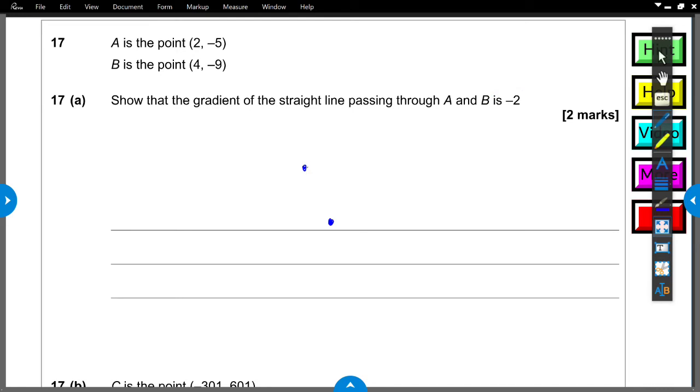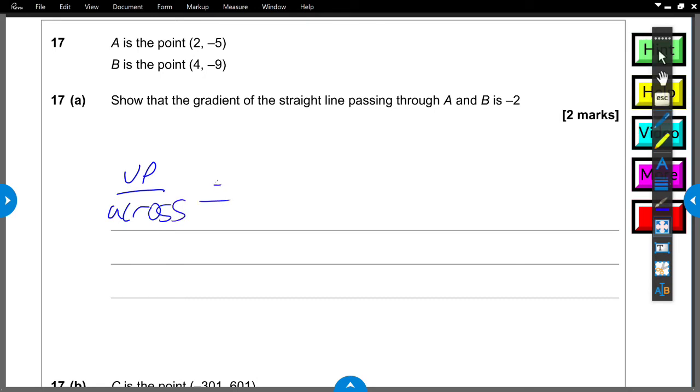You can see that for every one we're going across, we're going down 2. And that's essentially going to give us a gradient of -2. But we need to show this. And the best way of showing it is by going back to one of the basic formulas for a gradient. We can do up divided by across. This is kind of an informal way of thinking about this.